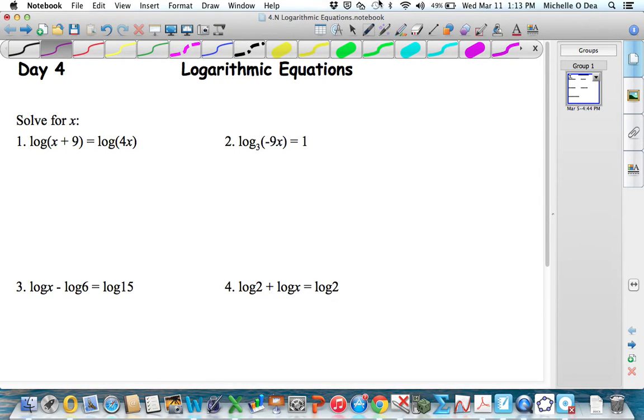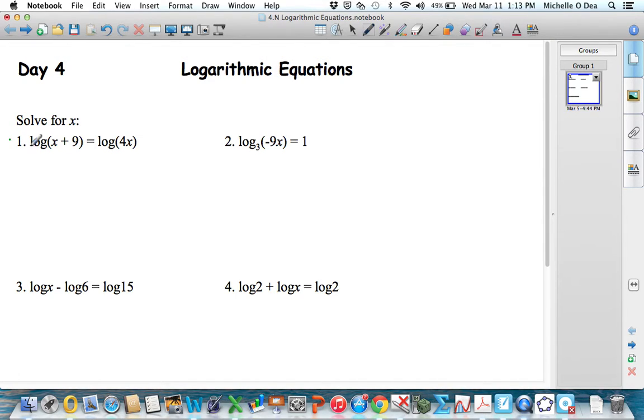Today we're going to look at some logarithmic equations. Now we looked at some in the beginning of the unit, but they were quite simple. Today we're going to use some log equations where we're going to actually use our log laws as well.